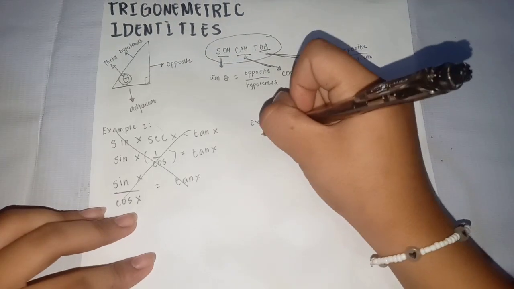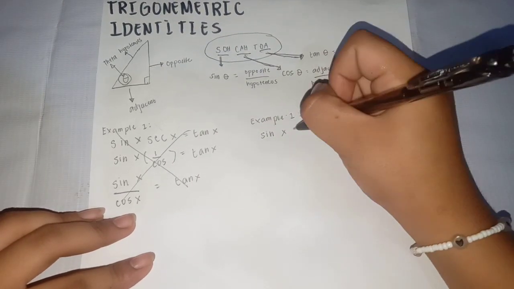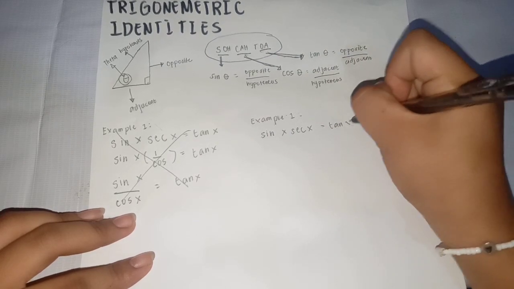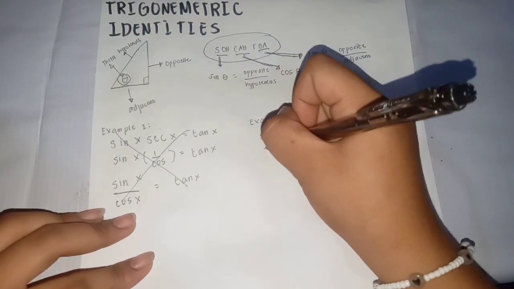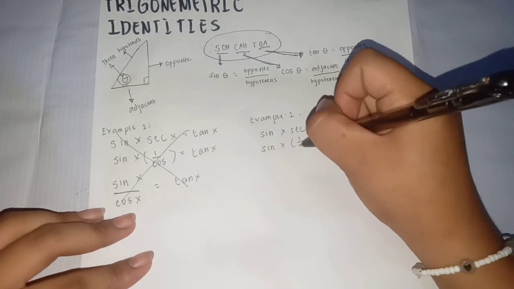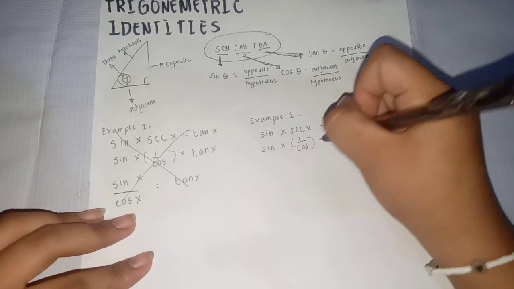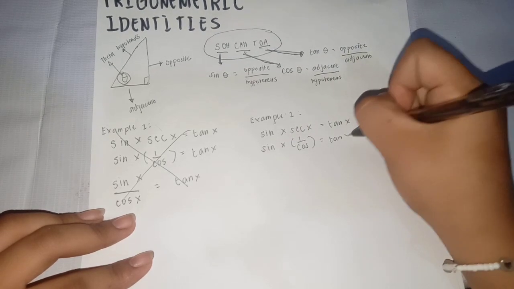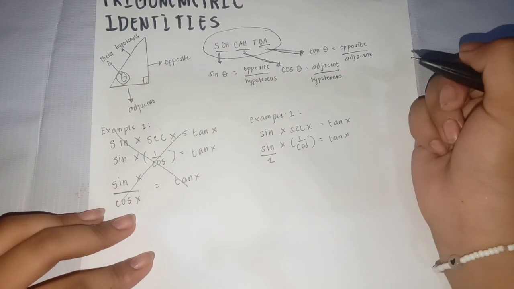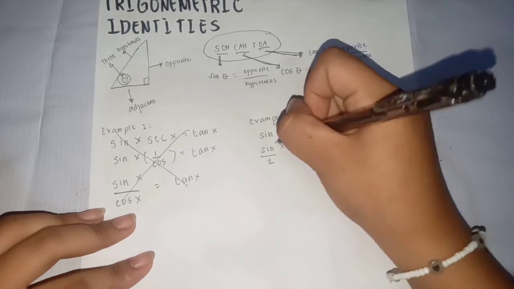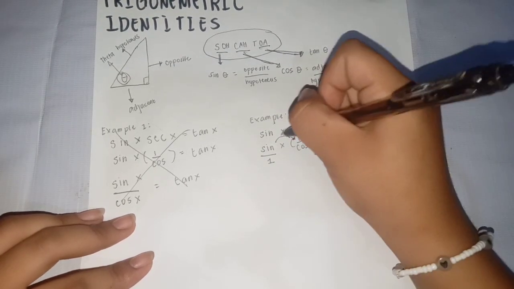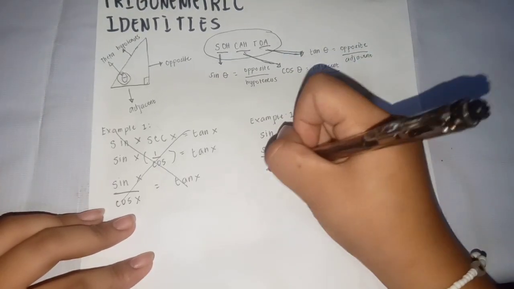Let's begin with the first problem. Let's say we have sin times secant, and let's say that equals tangent. So we're going to use step number 1. We're going to convert everything into sines and cosines. Now you could start with the left side of the equation and make it look like the right side of the equation. Or you could start with the right side and then make that equivalent to the left side. Or maybe you could start with both and make them equal to each other.